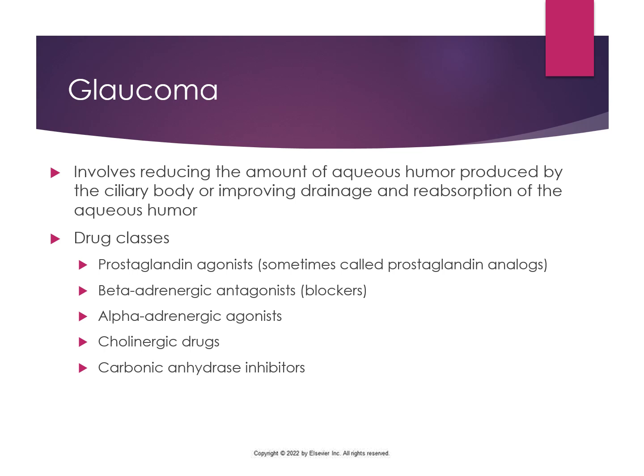Drug therapy for patients with glaucoma involves reducing the amount of aqueous humor produced by the ciliary body, or improving the drainage and reabsorption of that aqueous humor. Both treatments will decrease fluid pressure in the eye and relieve pressure on the retina and the optic nerve. Drugs for glaucoma are typically given as eye drops instilled into the affected eye.